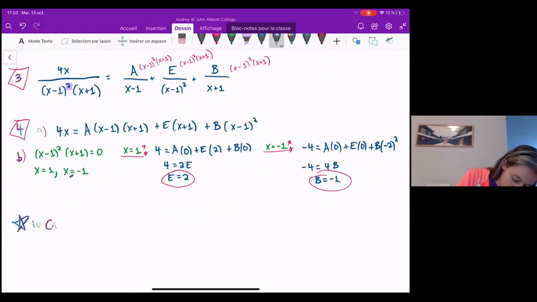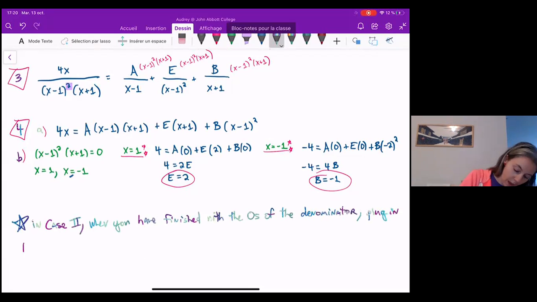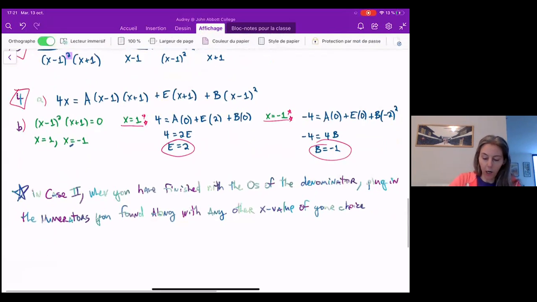So in case 2, when you have finished with the zeros of the denominator, plug in the numerators you found, along with any other x value of your choice. So in other words, what I'm doing here, we're going to see this happen.